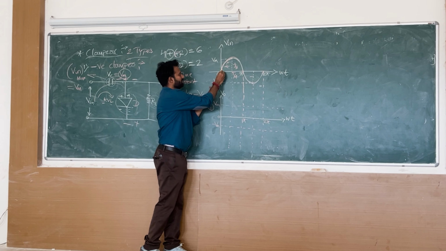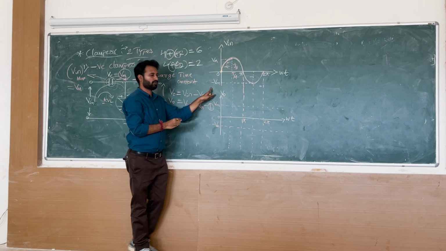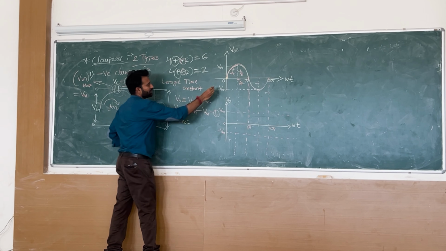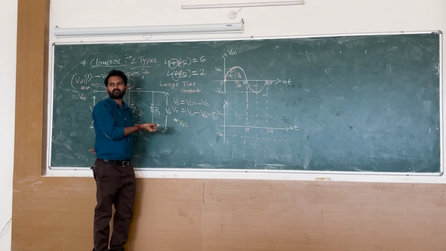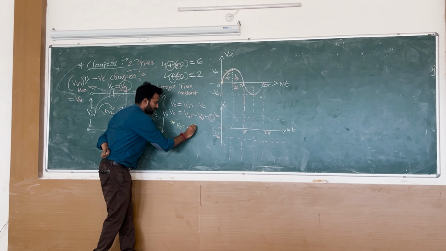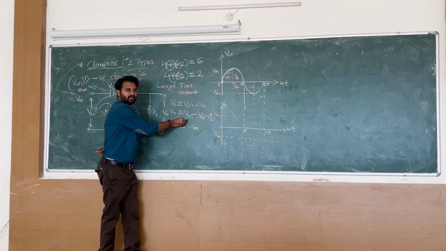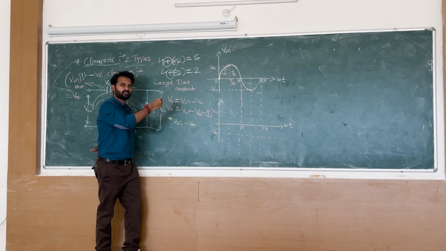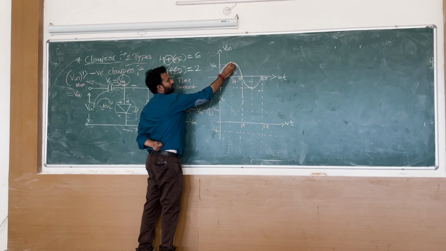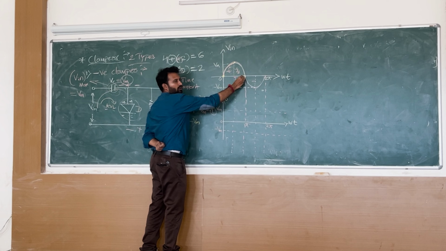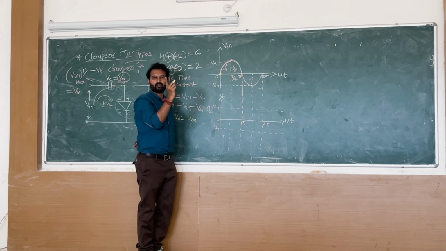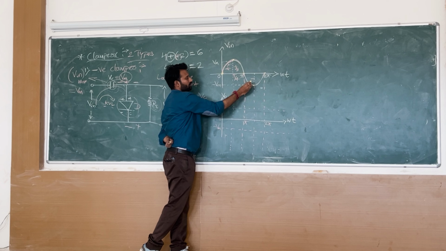If my input is 0, what is your output? Minus Vm. Just substitute the values here. There are 5 values you need to substitute in this equation. Listen here: 0, maximum Vm, 0, minus Vm, and again 0. How many? 1, 2, 3, 4, 5.